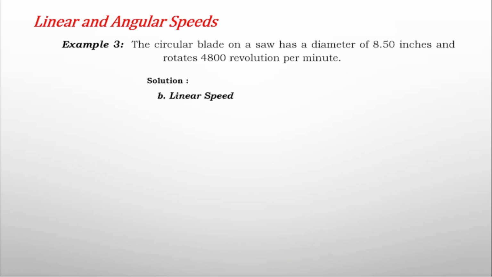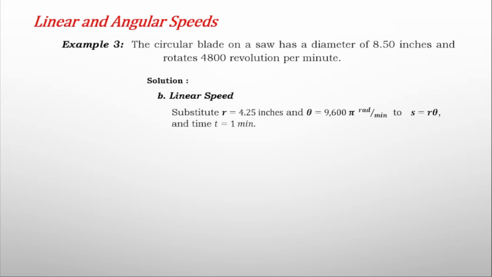Next, we are going to compute now the linear speed. How are we going to compute the linear speed? By substituting the value of r, which is equal to 4.25 inches. Where did we get the 4.25 as our radius? Take note that in the problem, the given is the diameter, which is 8.50 inches. Since in the formula we are going to use the radius, all we need to do is get half of 8.5, which is equal to 4.25 inches.